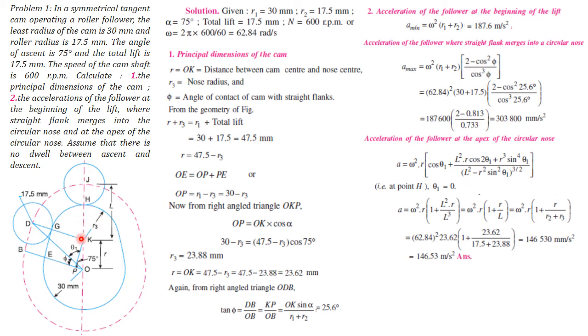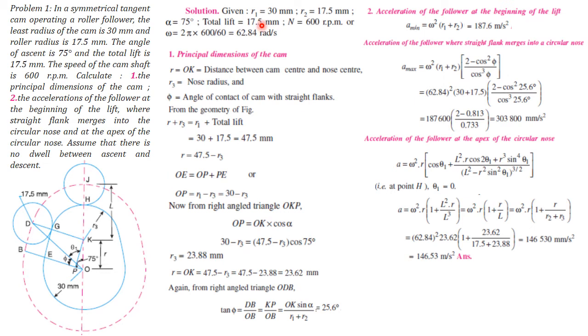the cam. So the total stroke is due to the distance between the two centers, that is nothing but the cam center and the center of the nose, and the radius of the nose, and these two both are not given to us, and it is asked to find the actual dimensions of the cam.